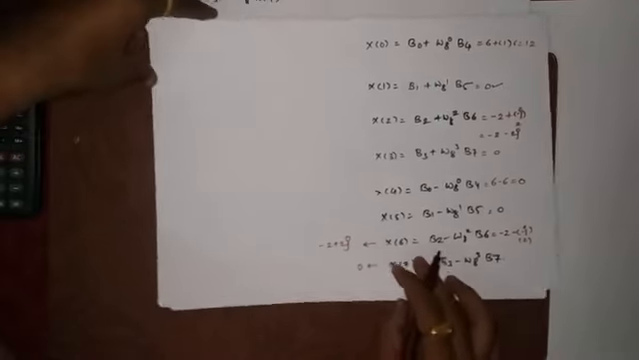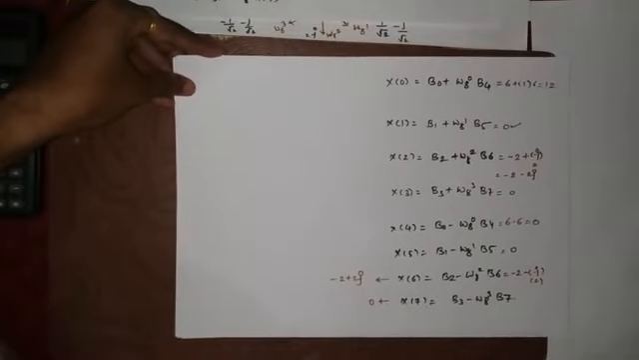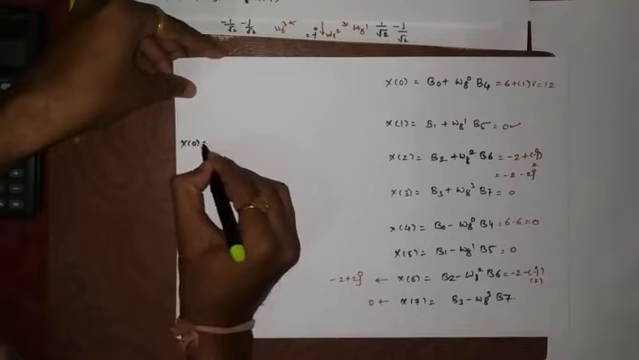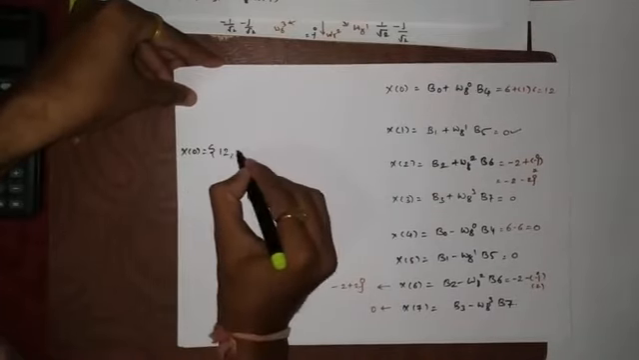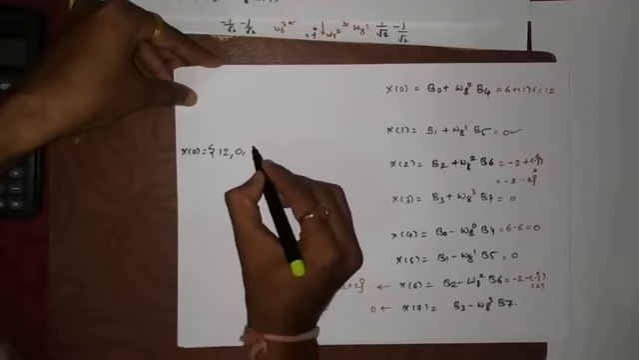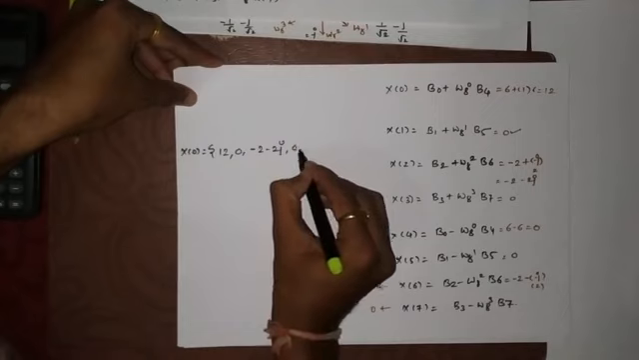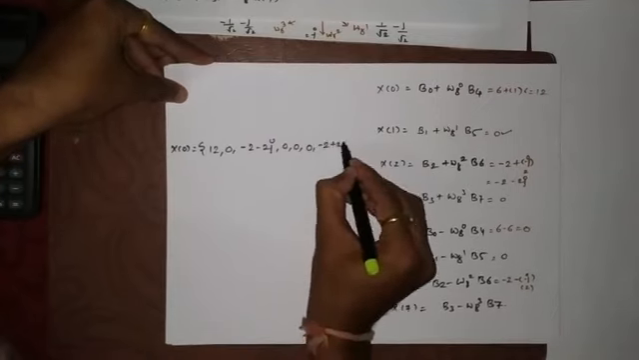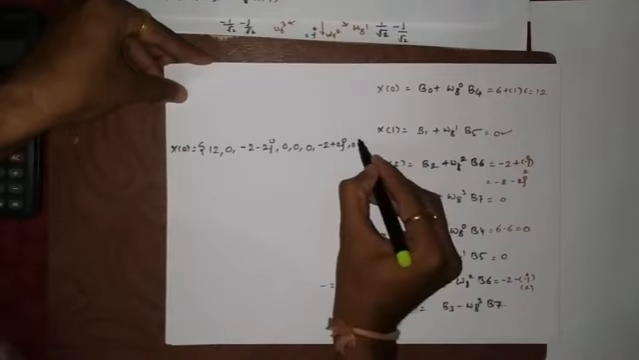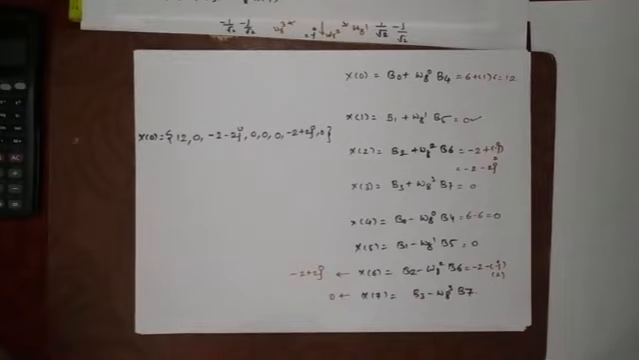Now we got all the DFT values, and we'll collect them starting from x0 to x7. Finally the sequence is: the first value is 12, then 0, then minus 2 minus 2j, then 0, 0, 0, then minus 2 plus 2j, and finally 0. So this becomes our discrete Fourier transform.